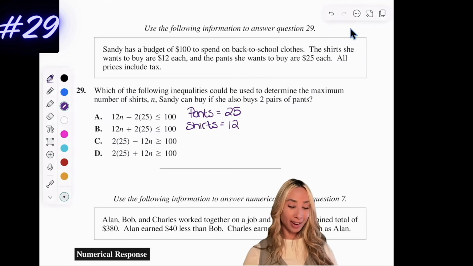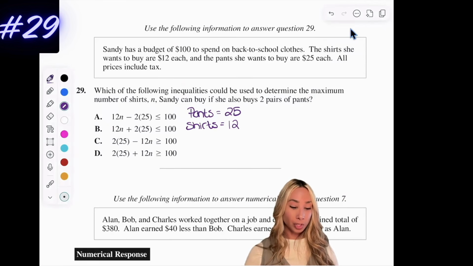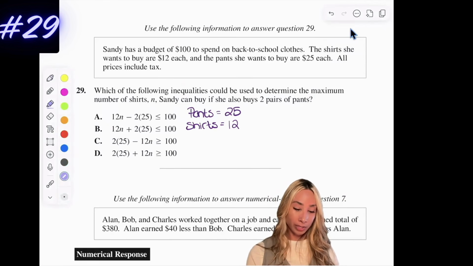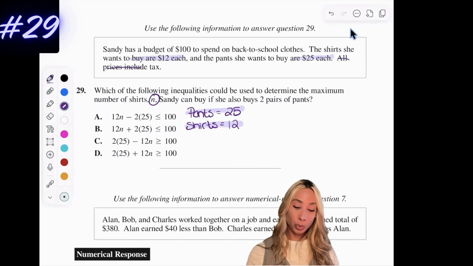All right, number 29. Sandy has a budget of $100 to spend on back to school clothes. The shirts she wants to buy are $12 each, so I wrote that over here. And the pants she wants to buy are $25 each. All prices include tax, so that just means we don't have to worry about that. Which of the following inequalities could be used to determine the maximum number of shirts Sandy can buy if she also wants to buy 2 pairs of pants? That's key, because if you don't see that, you are actually going to pick the wrong equation.